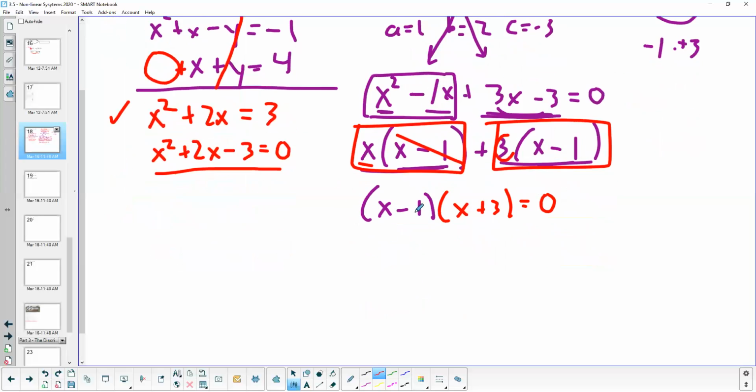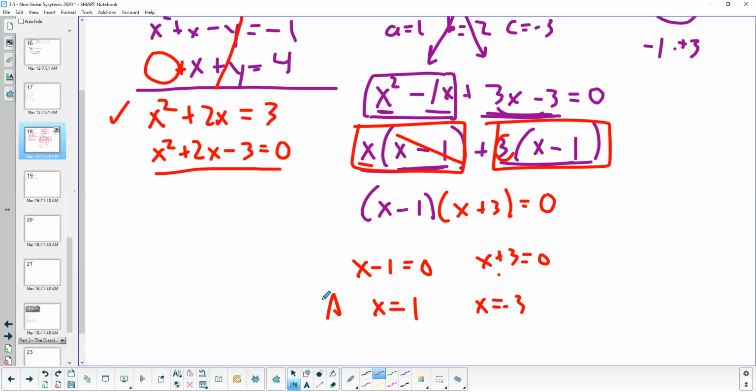Once we do that, we do the zero product property, which basically says take each one of those parentheses and set them equal to 0. And so this first one, if I add 1 to both sides, I get x is equal to 1. Here, I'll subtract 3. And so my two answers are 1 and -3.